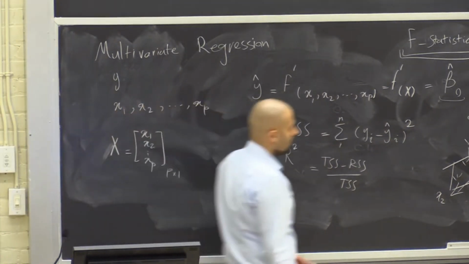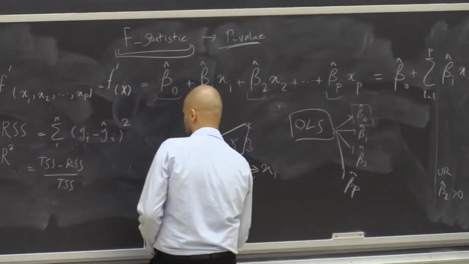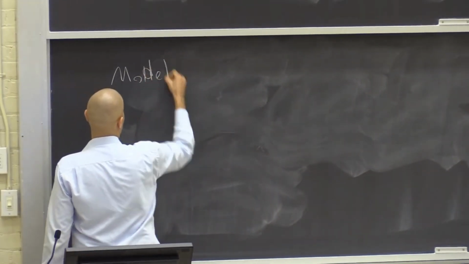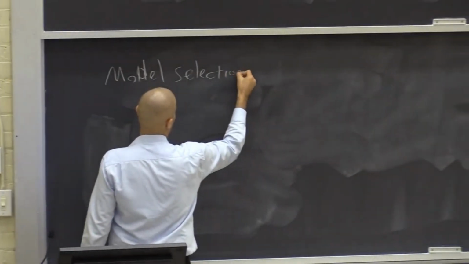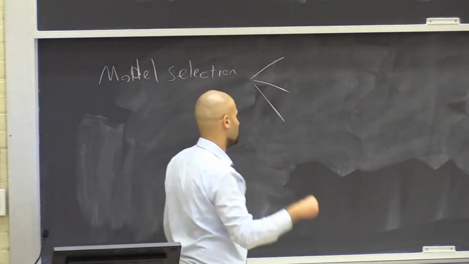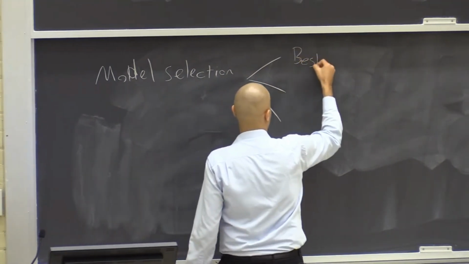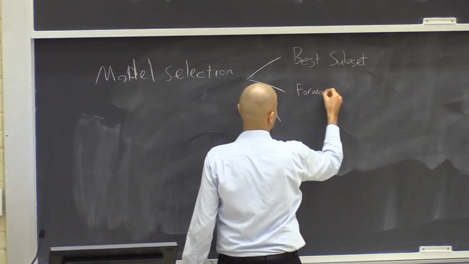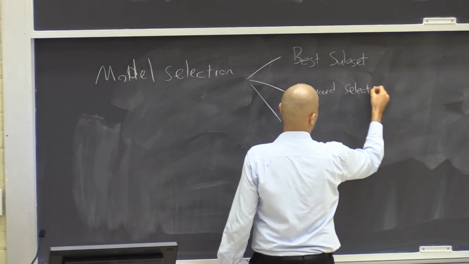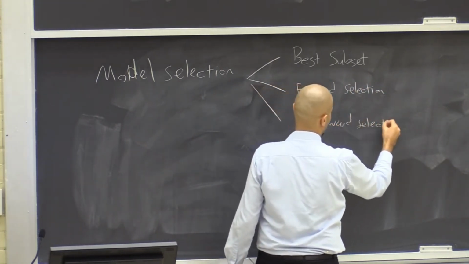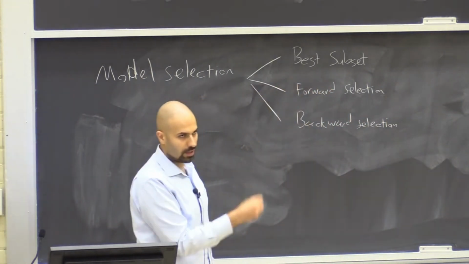All right, so there's another topic: model selection for multivariate regression. We're going to talk about this in two or three weeks from now. There's the concept of best subset, forward selection and backward selection. At this stage, you just need to know that there are different ideas. We will learn them later in the course.